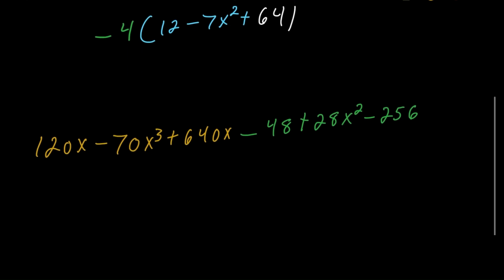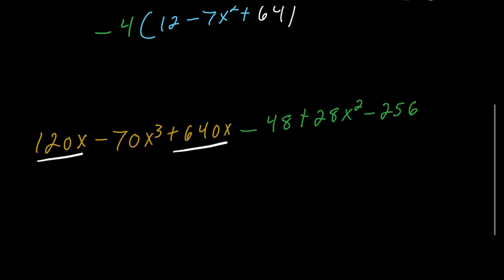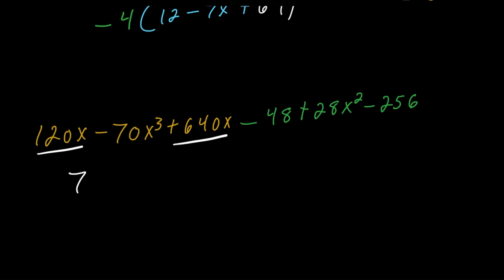And let's start with the x's. So we have 120x, and then we have plus 640x, which would be 760x. Let's write that in. And then I see a negative 70x to the third power, and I don't see any other place where we have x to the third power, so we cannot combine those. So let's put negative 70x to the third.